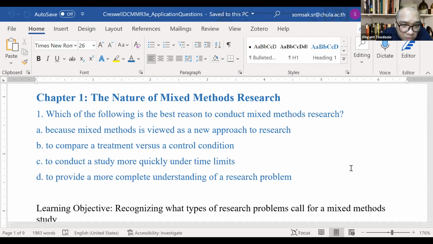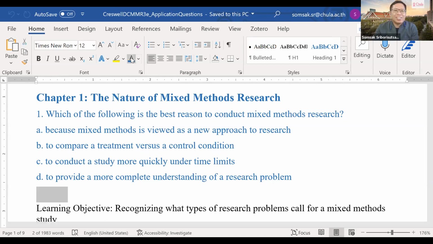And the answer goes to letter D. The dog, correct. Wow. Good start.